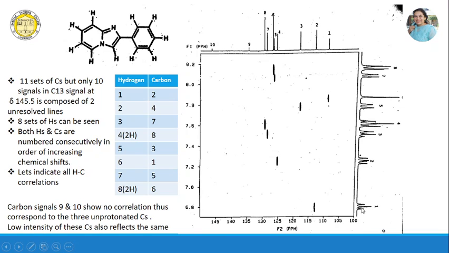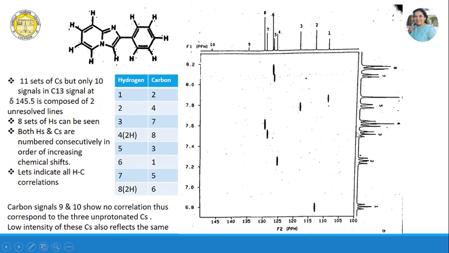I see that hydrogen 1 is linked to which carbon atom? Hydrogen 1, let us draw the line from here. This is the signal. I extend it upwards. I see it is linked to carbon 2, so I write carbon 2. Then hydrogen 2, let me draw a vertical line. You can use a scale and see. It moves and joins to carbon number 4.